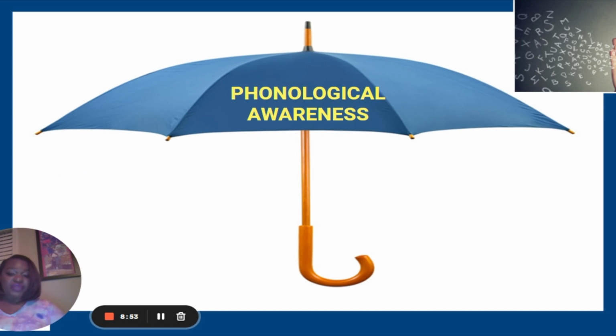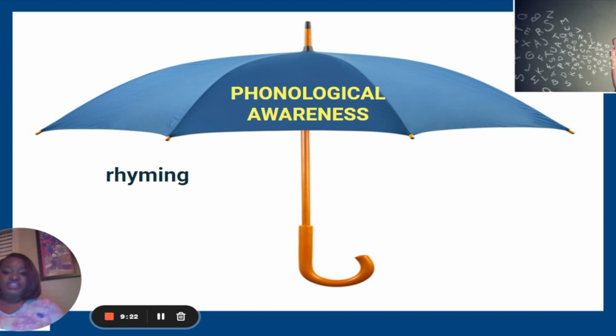Here is that umbrella once again. Under the phonological awareness umbrella falls phonemic awareness. It falls under that umbrella. There are skills that fall under that umbrella as well. The first skill that I would like to talk about is rhyming. Rhyming is a phonological awareness skill.